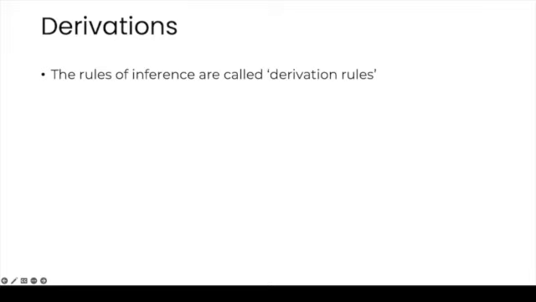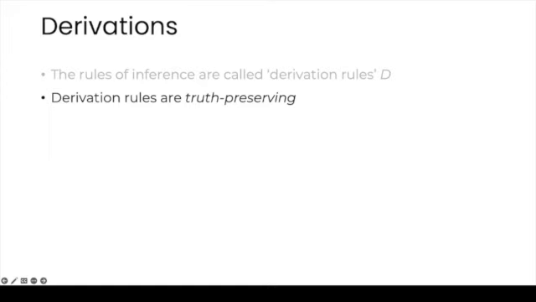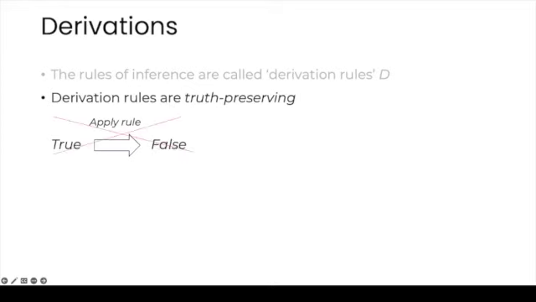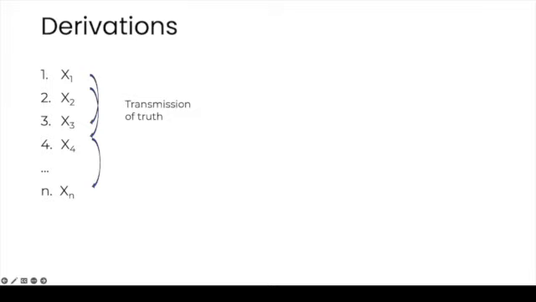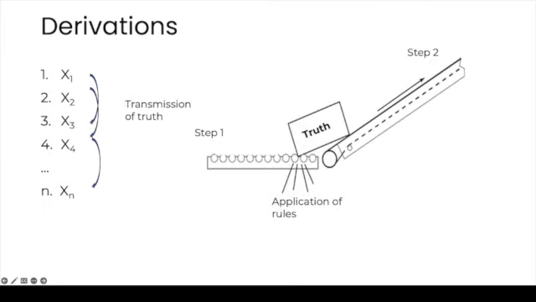The rules of inference are called derivation rules. Derivation rules are truth-preserving. What do we mean by this? Well, a rule is truth-preserving if, whenever you apply it to a true sentence, the result is another true sentence. In other words, a truth-preserving rule will never take you from truth to falsity. So, if the premises are true, then through the application of our truth-preserving rules, we'll guarantee that every sentence in our derivation will also be true, up to and including the conclusion. It is as if the application of our valid rules is a conveyor belt that transmits truth between the various steps in the derivation, up to the conclusion again.